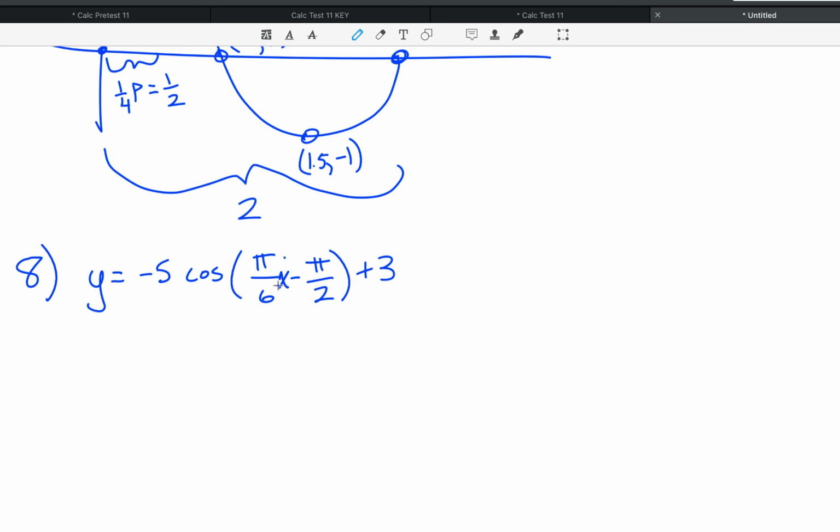You have to factor out the number that's in front of the x. So how do you do that? You're going to say y is equal to -5 still, cosine, and pi over 6 is going to be factored out, so you're left with just an x. And then this number right here is going to be pi over 2.